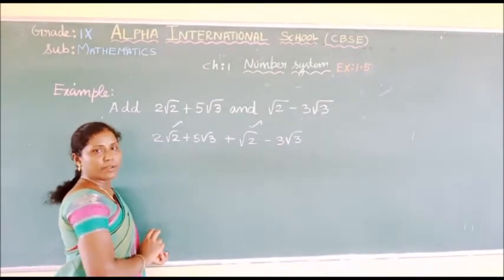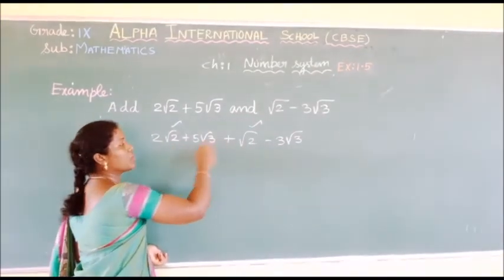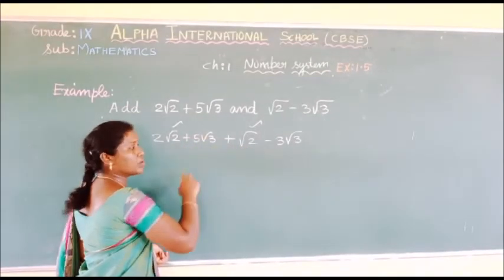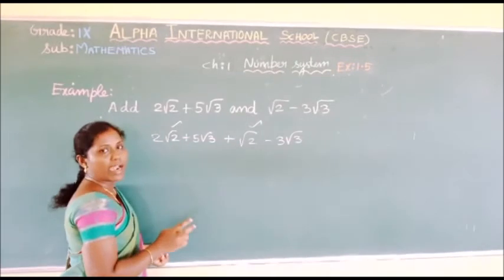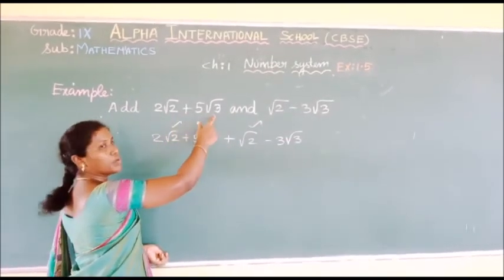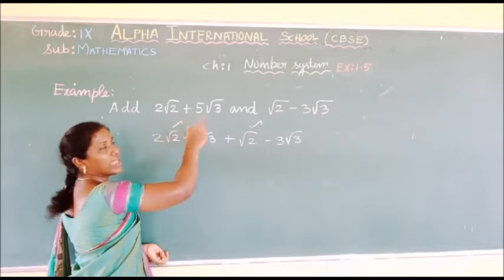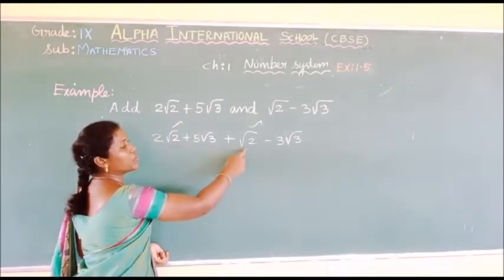Same thing here. If the values inside the root are the same, we can add them. If the values inside the root are different, we can't add them. See, root 2, root 3. These two terms cannot be added. They are unlike terms.